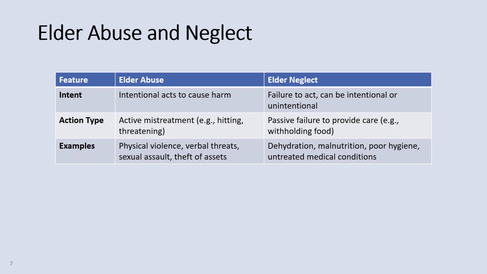Older adults with dementia, memory loss, or other cognitive issues may not be able to articulate what's happening to them, or they may not realize that they are being abused. Abusers may also use threats, manipulation, or isolation to keep their abuse from being found.